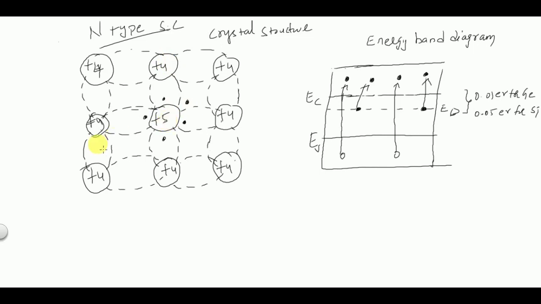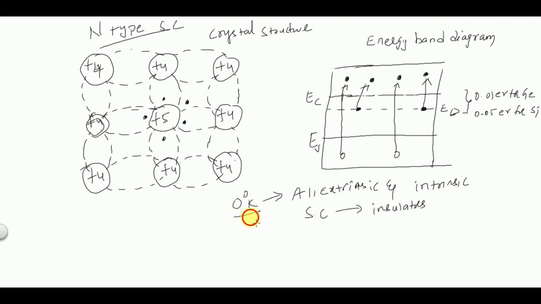At 0 degrees Kelvin, that is when we don't apply any external force or external temperature, this is very important: all extrinsic and intrinsic semiconductors act as insulators. Even though there is 1 electron which is not involved in bonding, it is still bound to the nucleus of this impurity atom. So at 0 degrees Kelvin, all extrinsic and intrinsic semiconductors act as insulators.